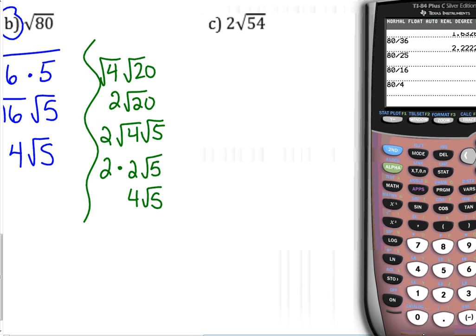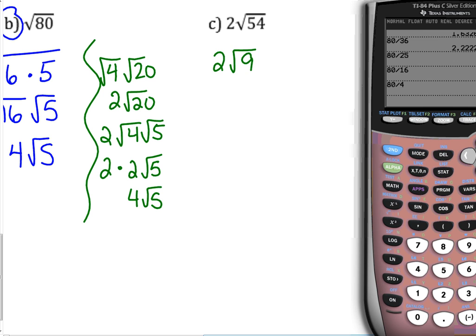So 2 root 54 is this, it's already mixed, but is it fully simplified? No. What perfect square goes into 54? 9. 9 times 6. And what is the square root of 9? 3. So it turns into 2 times 3 times root 6. Right? The operation between all three of these is multiplication. And so it actually turns into a 6 root 6. 2 times 3.